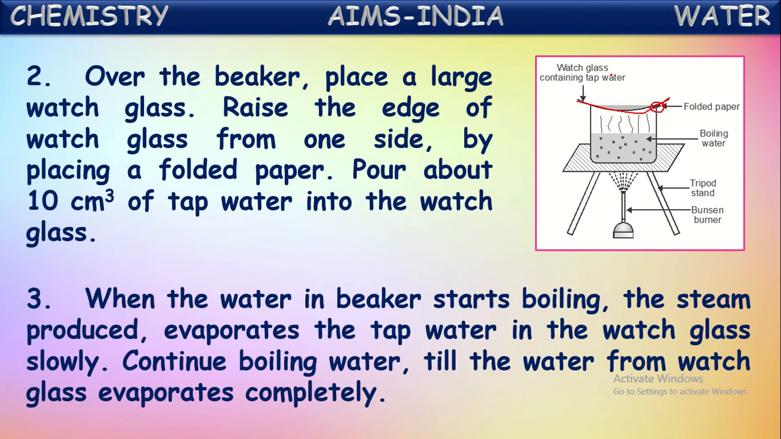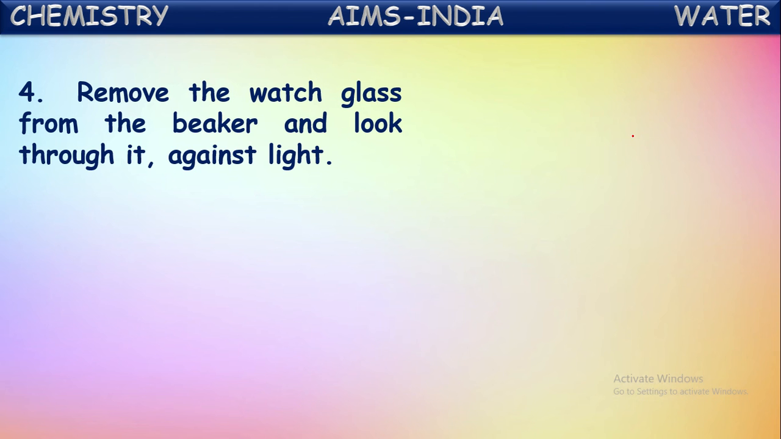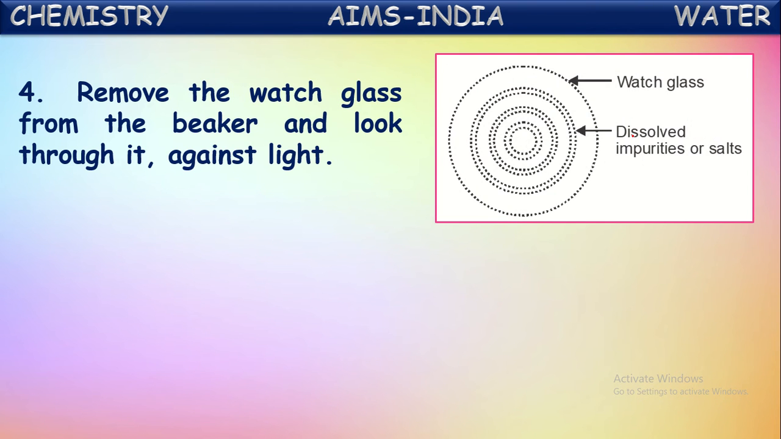Continue boiling water till the water from the watch glass evaporates completely. What we have to do? We have to continue this process of heating continuously till the water present in the watch glass completely evaporates. Till then, we have to heat continuously. Then remove the watch glass from the beaker and look through it.